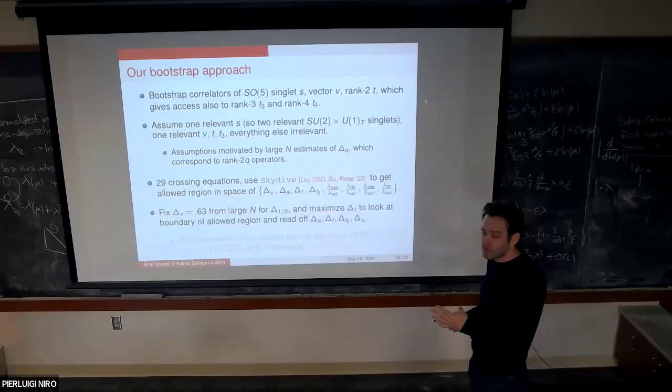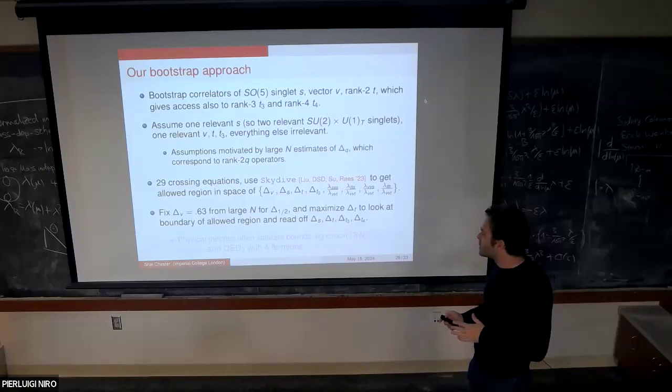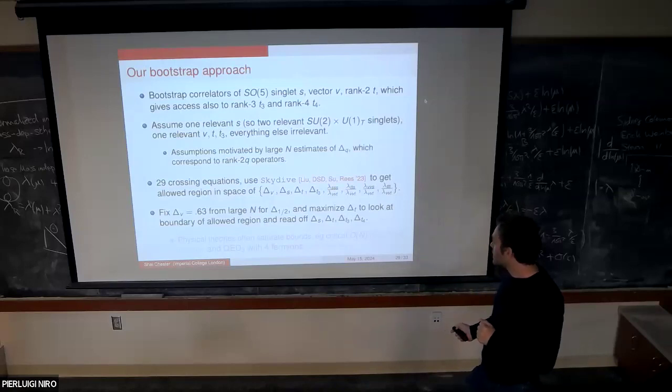And what's nice about boundaries of bootstrap regions is that you have an approximate solution to crossing at the boundary, which means that if you conjecture that a physical theory is at this point on the boundary, you can read off all the CFT data. So after plugging in this value of 0.63, we can read off all the other values: the singlet, the rank 2, the rank 3, and the rank 4.